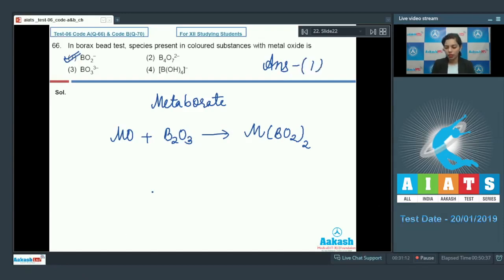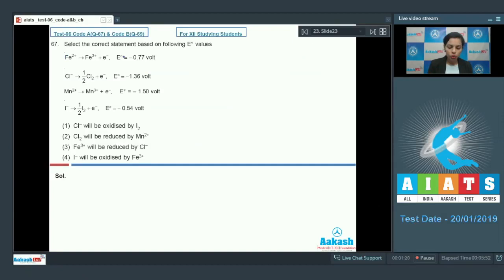Now after this, we have the next question. Question number 67. Select the correct statement based on the following E0 values. We have different half reactions. The E0 values are given, and on the basis of this we have to choose the correct statement. The first option: Cl negative will be oxidized by I2. The second: Cl2 will be reduced by Mn2 plus. Fe3 plus will be reduced by Cl negative, and I negative will be oxidized by Fe3 plus. On the basis of these reactions, we need to find out which statement is correct.